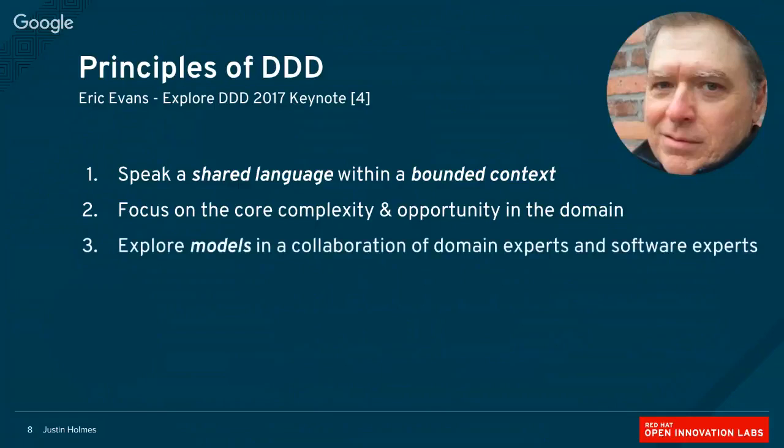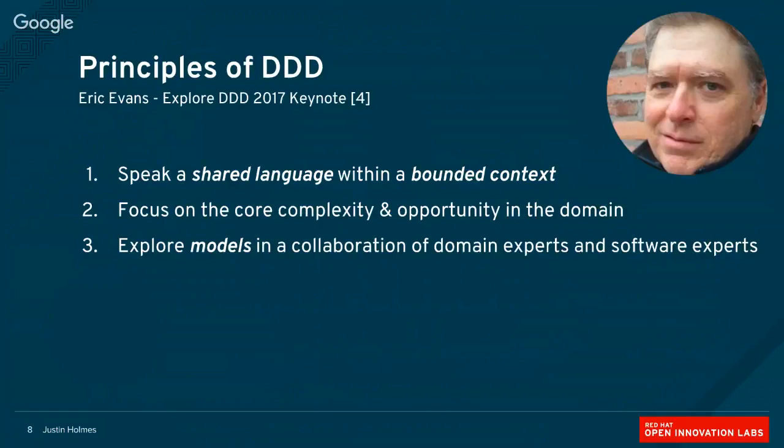The third one is really interesting, and we're going to look at some practical examples of how you can do this today. And this is that when we focus on the complexity and opportunity of the domain, our goal isn't to replicate real life, realism, and getting things exactly as they are in the real world. That's not our goal. Our goal is a model.